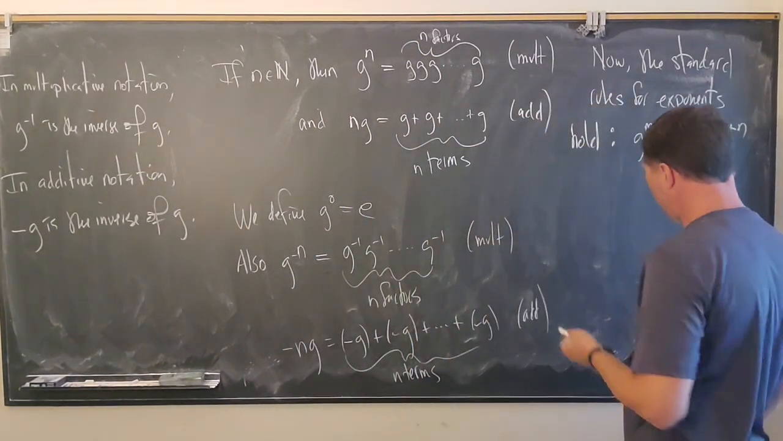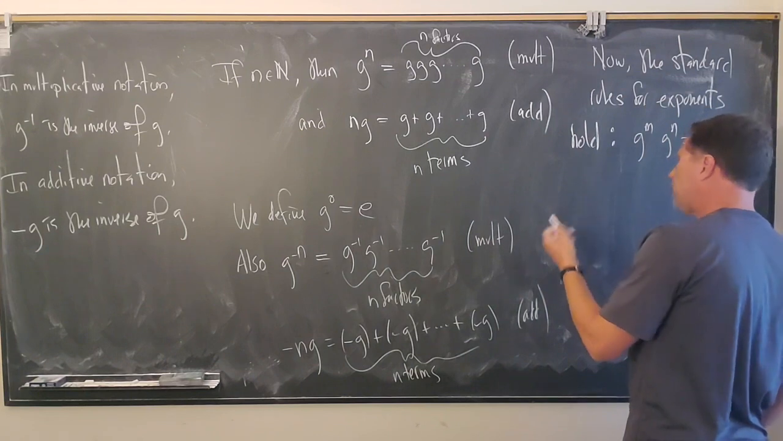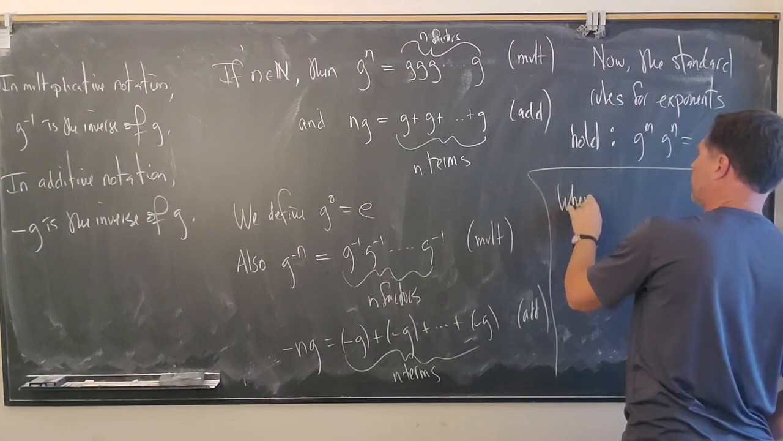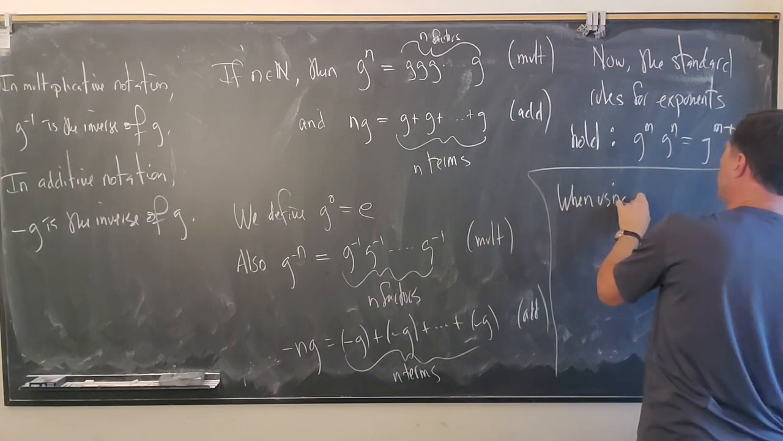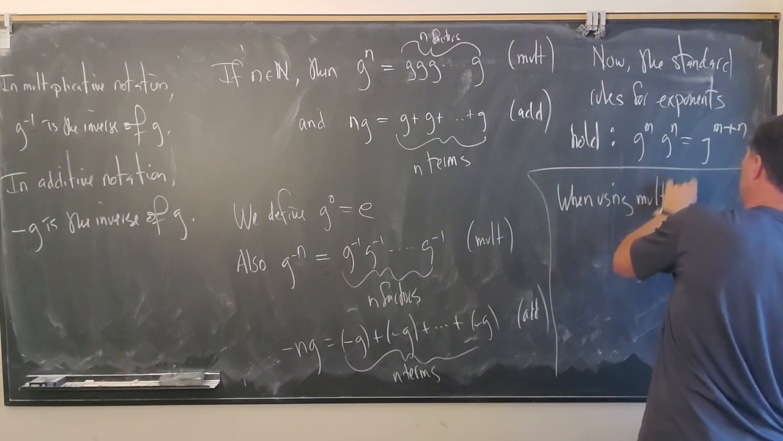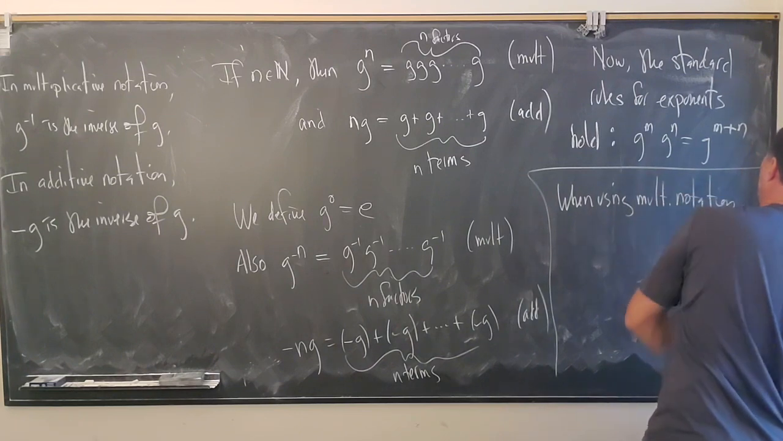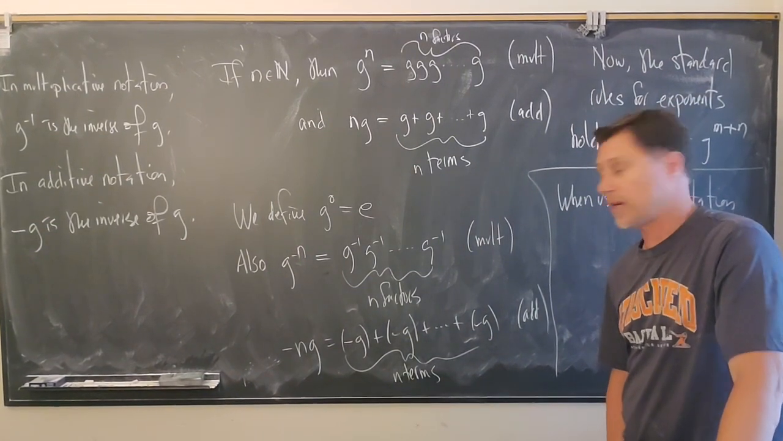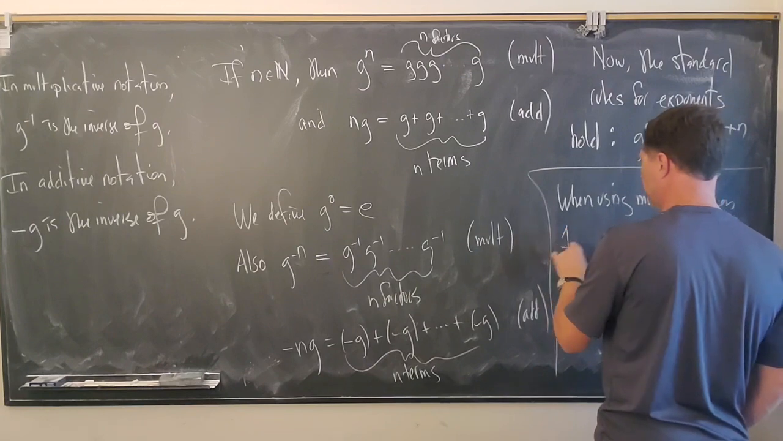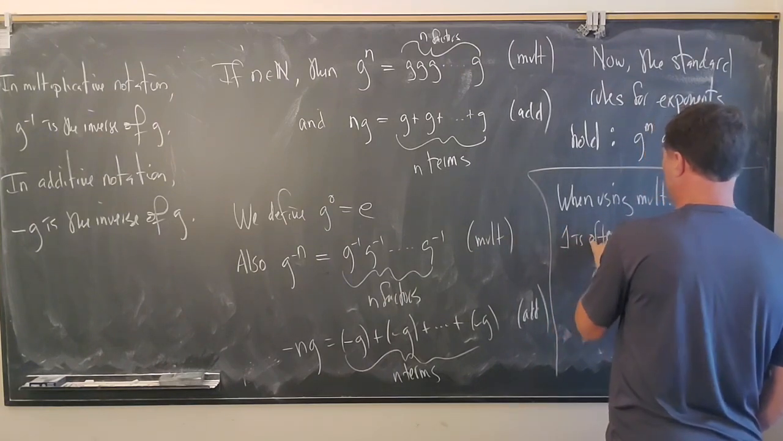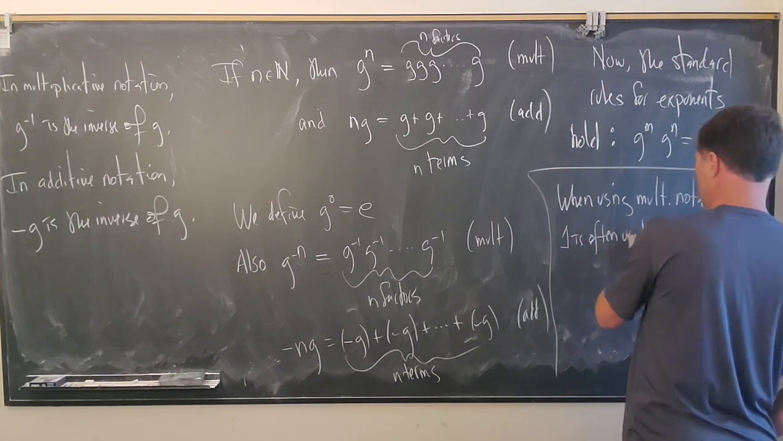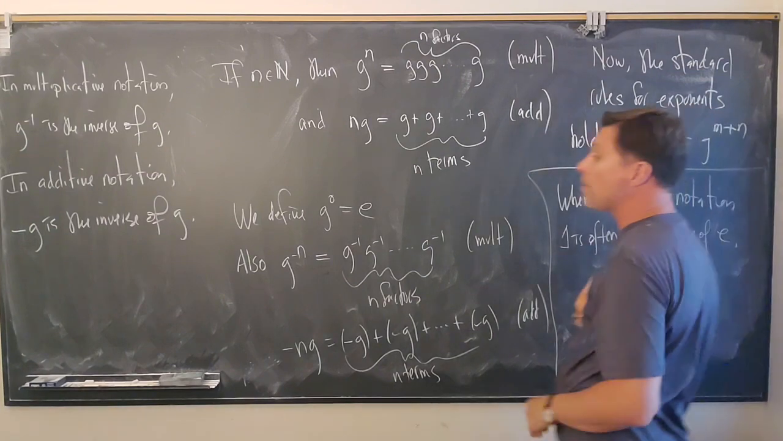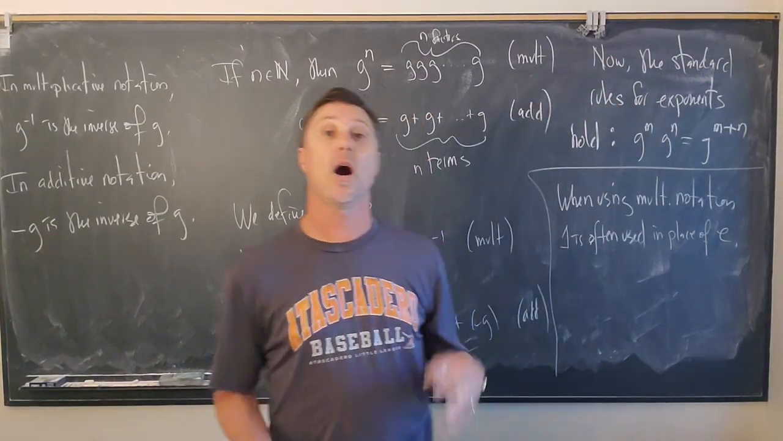Here's a couple of standard things. We won't do this right away, but when using multiplicative notation, it's actually typical to use the number 1 in place of the identity. So we'll just say 1 is often used in place of E. It doesn't mean the number 1, it's a symbol standing for the identity of the multiplicative group G.